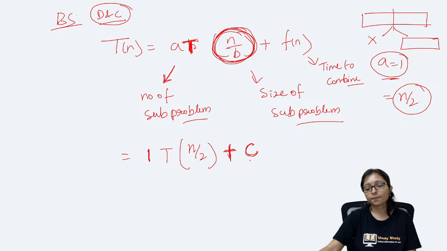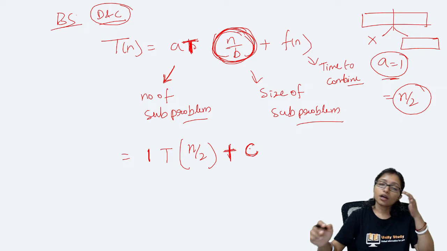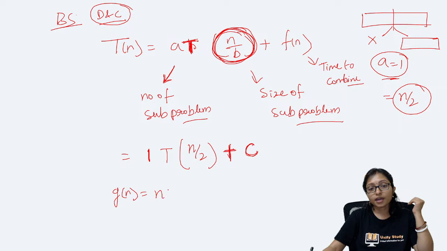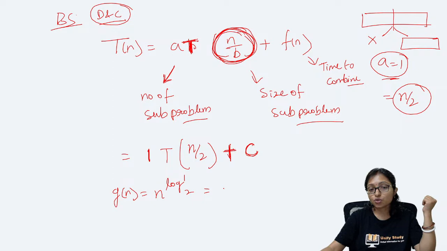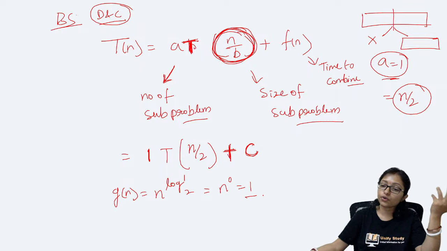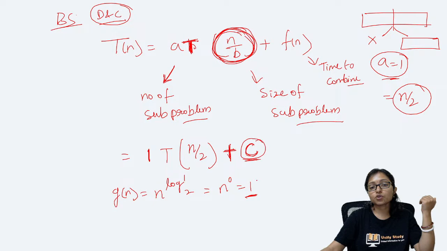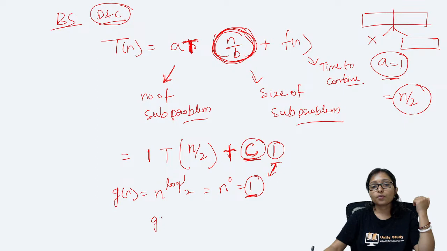Now from here, using the master theorem, your complexity will come. g(n) equals n to the power log 1 base 2. Log 1 base 2 means what? Log 1 is 0, so that is n to the power 0, which is 1. So g(n) is 1, and f(n) is also 1, since constant means we can write 1. According to the third rule, we can write g(n) log n. g(n) is 1, so it is 1 log n. That's why your complexity is log n.